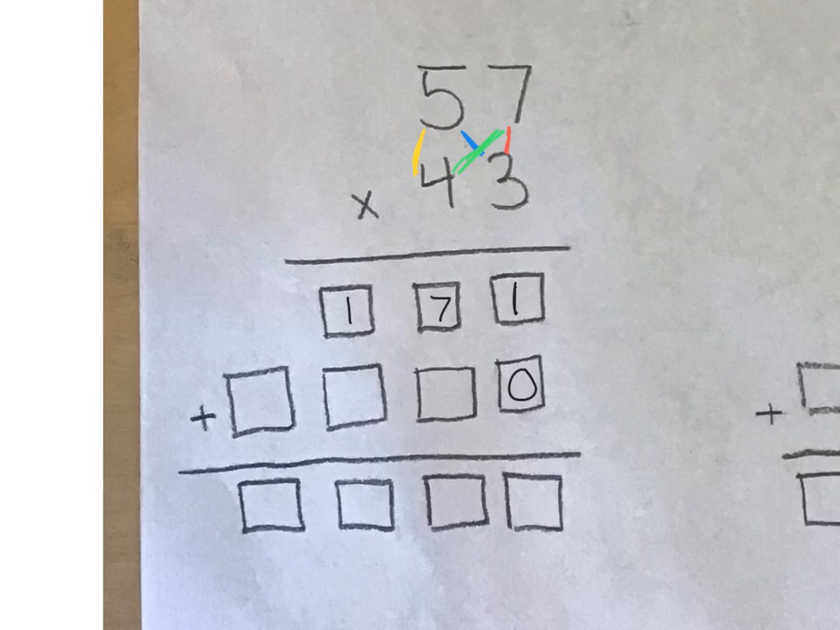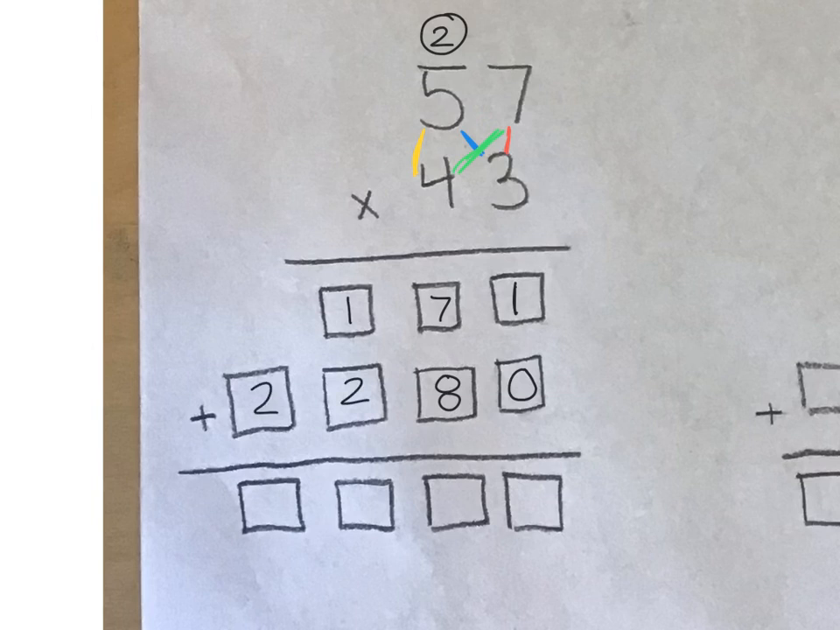Now I'm going to multiply 4 times 7, which is 28. Record the 8 down below, regroup the 2 above the tens place. Then I'm going to multiply 4 times 5, which is going to give me 20, but I'm going to add in this 2, which is going to give me 22. So I'm going to record that down here.